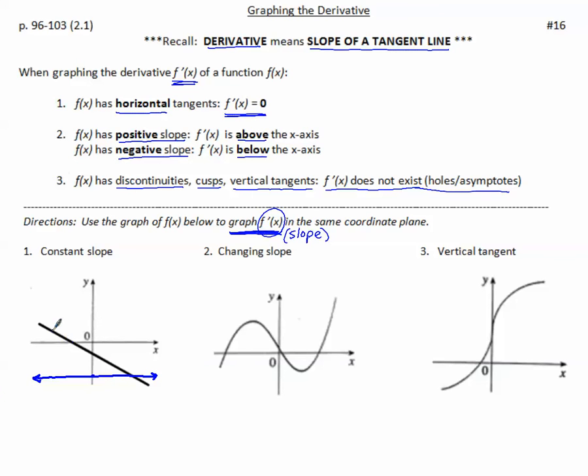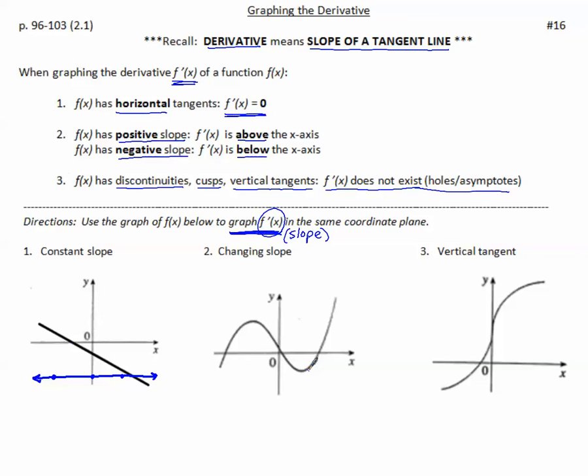If I were to pick a point here, it has the same slope as if I were to pick a point here, or pick a point here. All of it is the same slope. Now remember I mentioned you want to start where the function has horizontal tangents. This one didn't. It was simpler. It always had a negative slope. Let's look at a graph that has changing slopes.